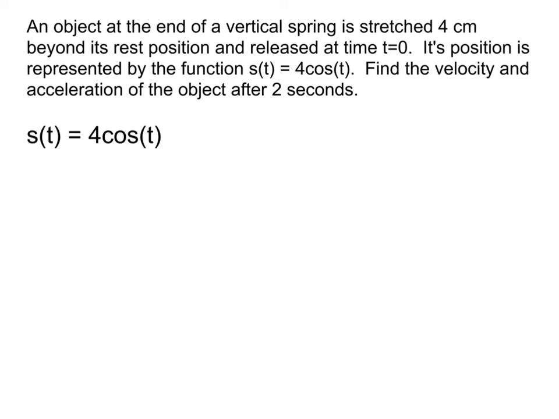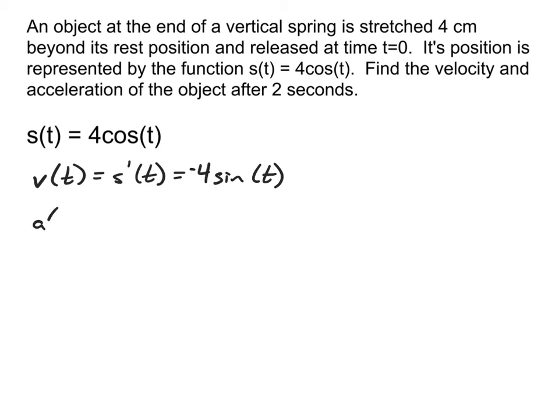We need to first find velocity. So velocity, remember, is the same thing as s prime, the derivative of the position function. So I'm going to go ahead and just find the derivative of 4 cosine of t. The 4 is still going to be there because the constant still hangs out. The derivative of cosine is a negative sine, so that makes it negative 4 sine of t. There's our v of t equation.